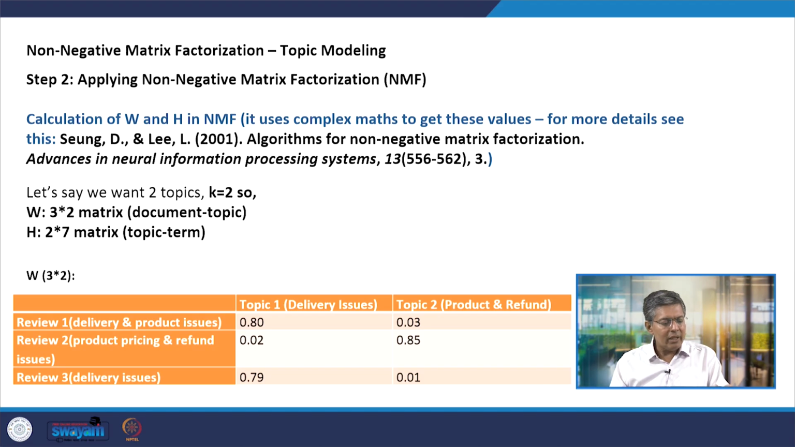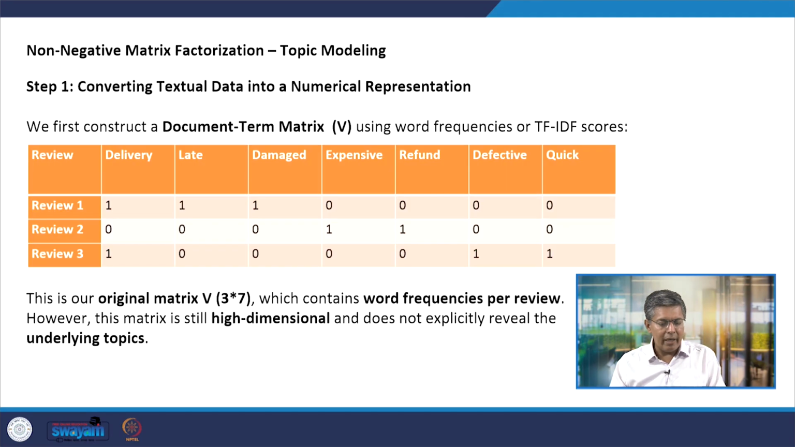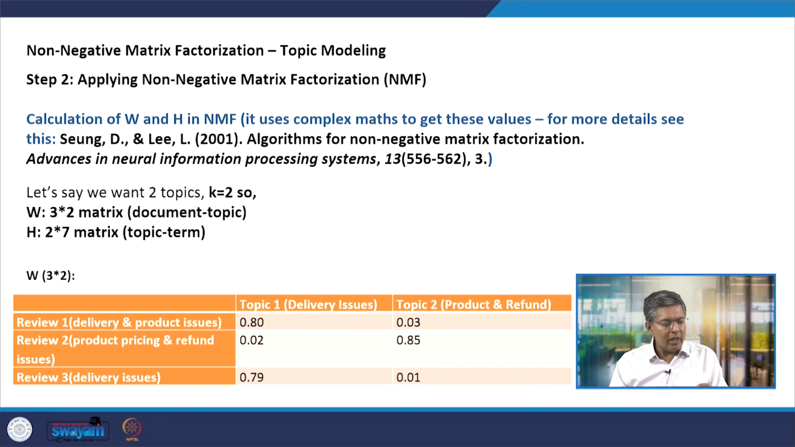And H is the topic term matrix. Now topics are 2 and we had 7 terms that we took, if you remember the last slide, 7. So, that becomes a 2 cross 7 matrix. So, let us find out W first. You do not have to worry about the calculation, because obviously you are not going to do it manually. This is done through the machine, and after a lot of iterations, it comes up with these numbers. This is a tentative number, not exactly the number that might come through this matrix.